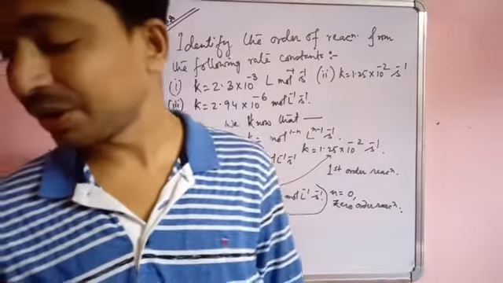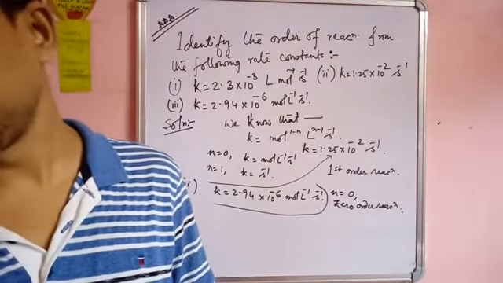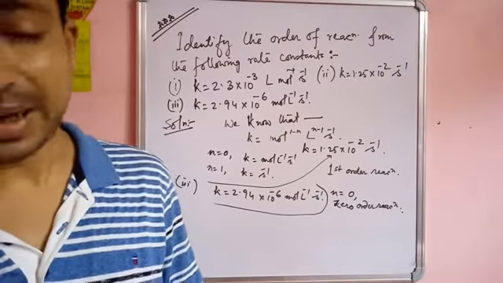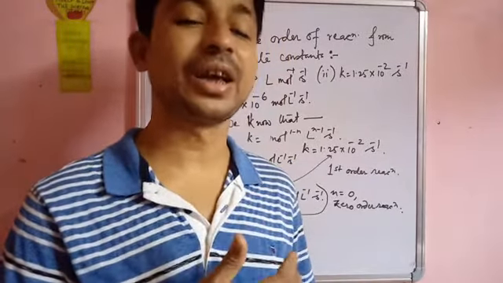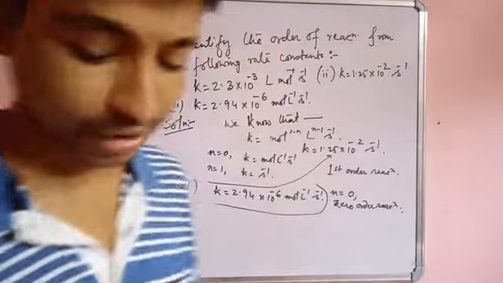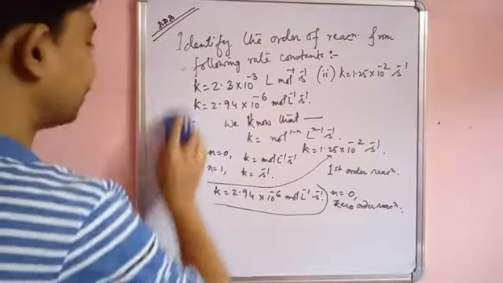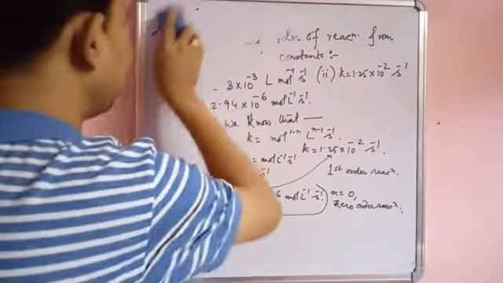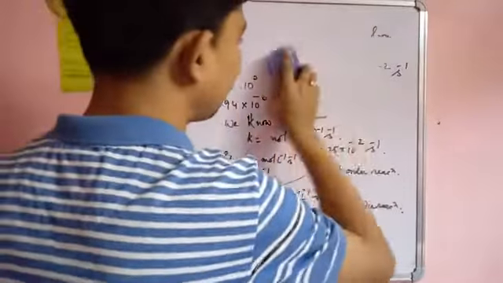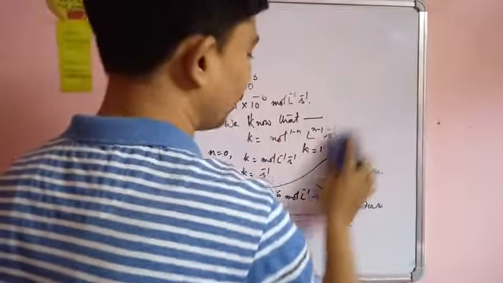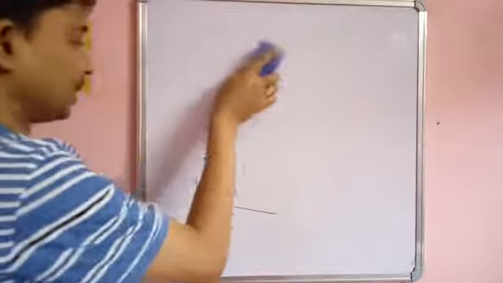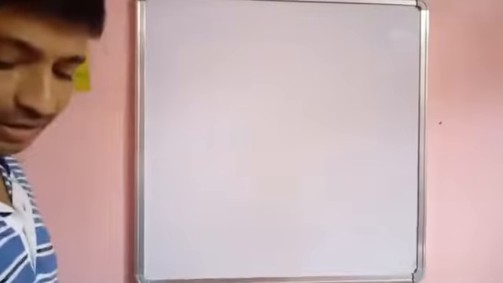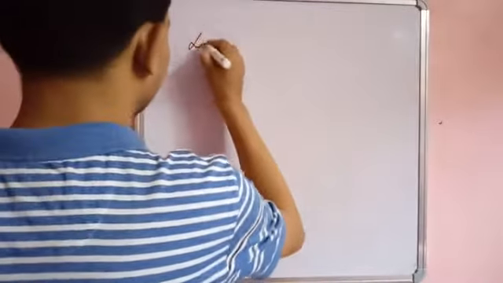Now, yesterday we did an example of order of reaction, where from rate and concentration we found the order of reaction. So there are various methods to determine the order of a reaction. So now the next point of our discussion is determination of order of reaction.